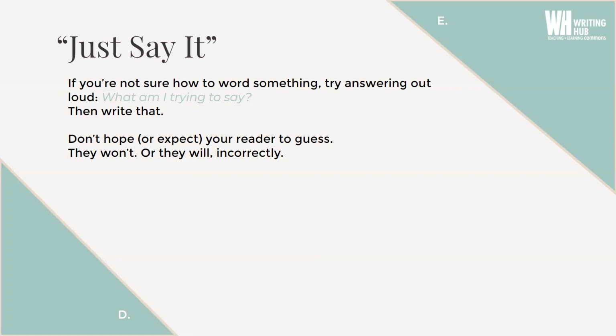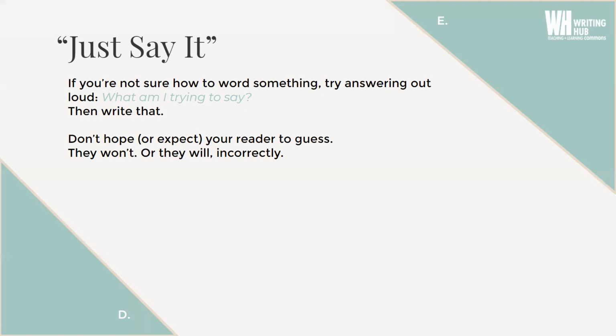You can talk to your pet or your plant or talk to a picture hanging on your wall, but ask yourself, what am I trying to say? And then look to your plant and say it. Here, plant, is what I'm trying to say. And when you are able to articulate what you're trying to say to your plant, write that down.